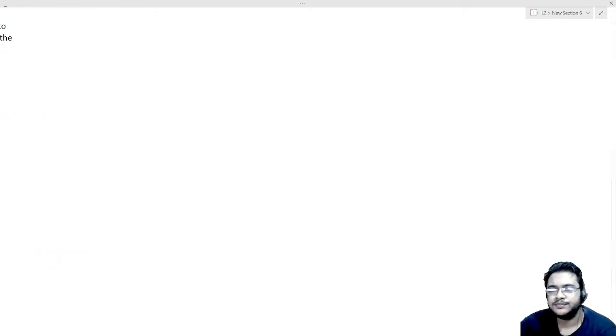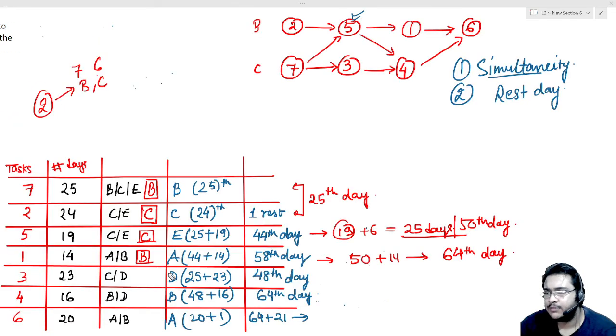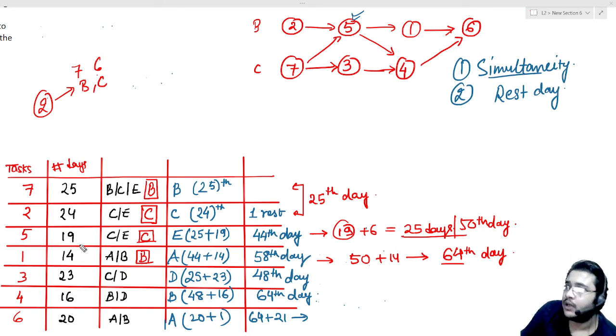So far we have been able to calculate everything clearly and in a much better way. So let's see what we can do with this one. Okay, so far we are at the 64th day. What can I do for this 3? Okay, I have to be a little bit careful now, because 3 is only dependent on 7. 3 was not dependent on 5 per se.